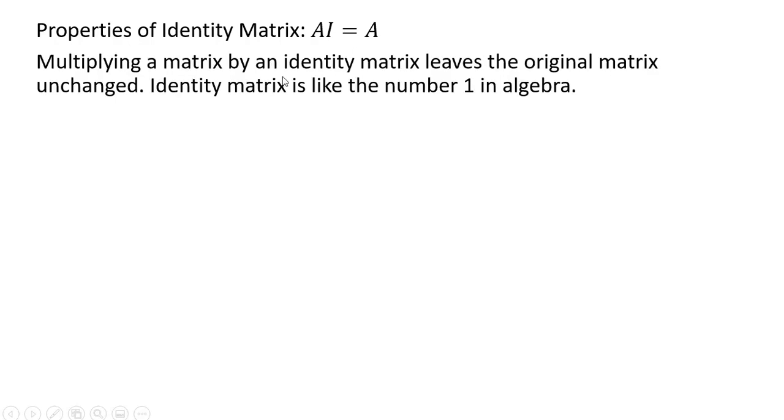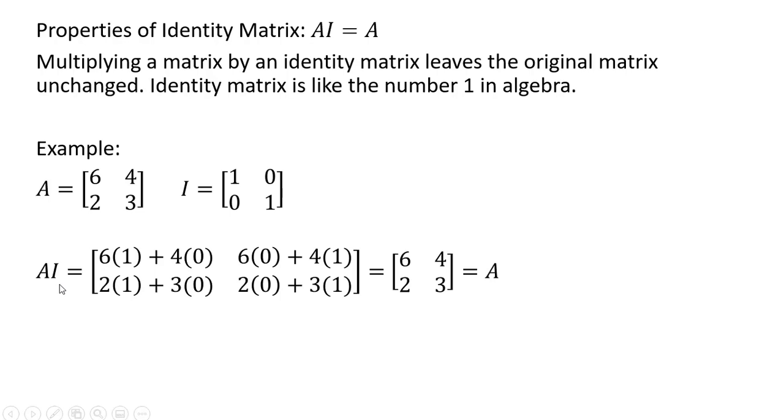Another property is if we were to take a matrix A and multiply it by an identity matrix, we just get back matrix A. So multiplying a matrix by an identity matrix leaves the original matrix unchanged. The identity matrix is like the number 1 in algebra. So here's matrix A. It's a 2 by 2 matrix, and the identity matrix here.